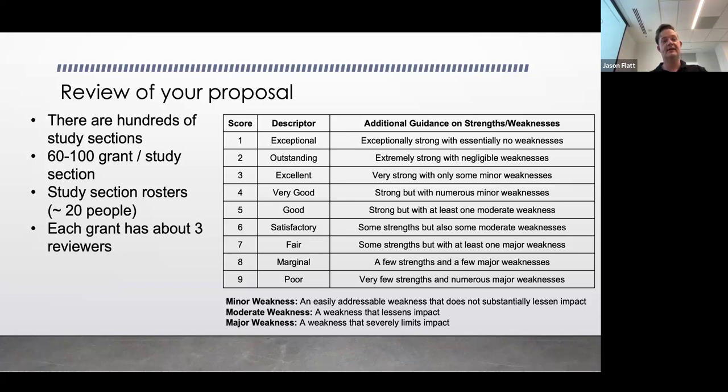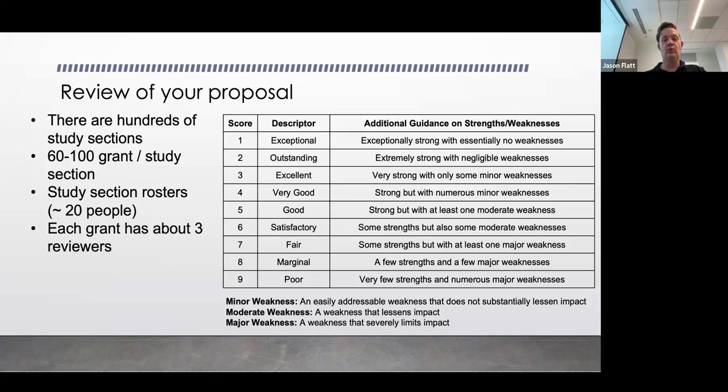So each study section sees between 60 to 100 grants. And depending on that study section, right? So your grant needs to have 3 reviewers for it, is the minimum. And that reviewer could, depending on if there's only 20 people in that section and there's 100, right? They may have 5 or more grants that they have to review. It really just depends.